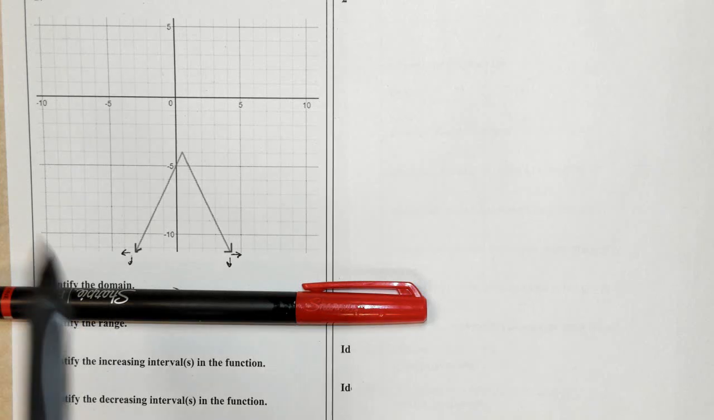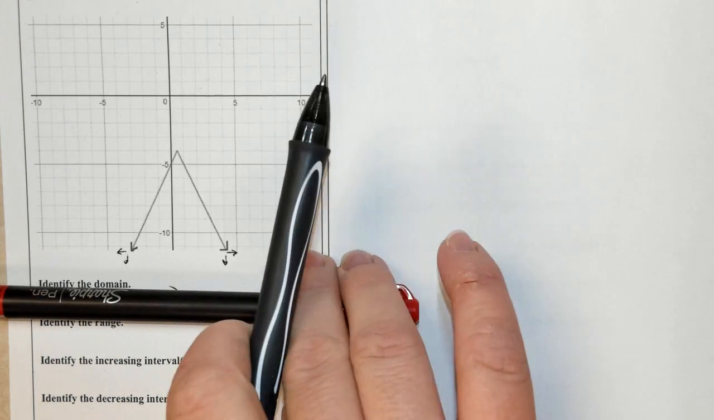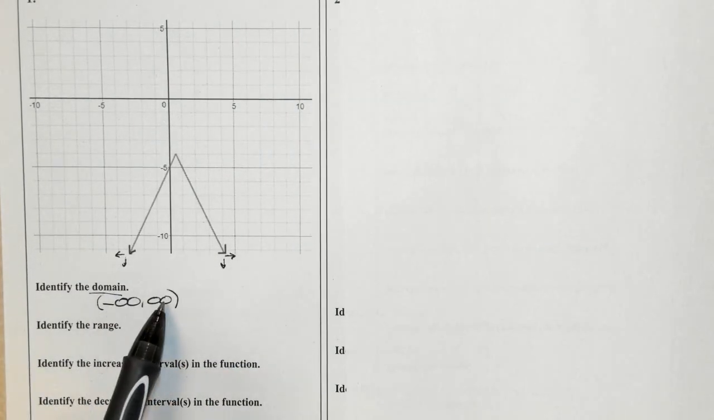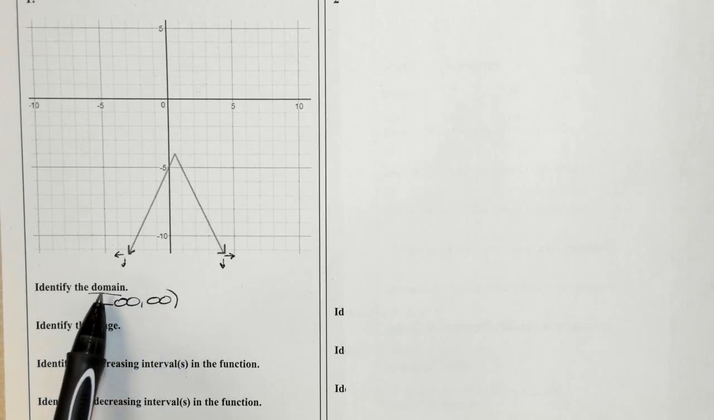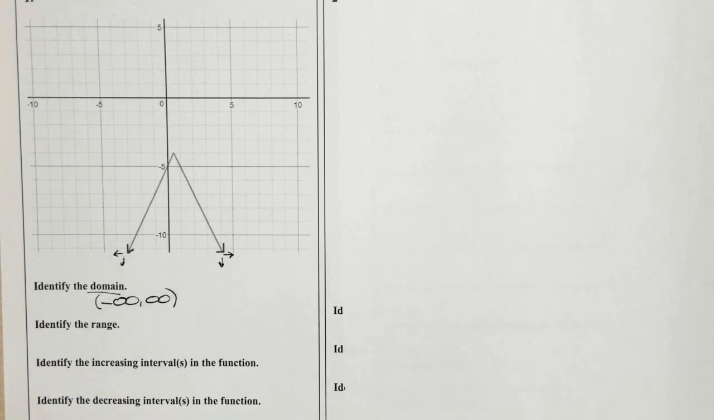So what is the domain? There's no limit how far it goes to the left, and there's no limit how far it goes to the right. So I'm going to identify that as the domain is from negative infinity to positive infinity. It is important the negative infinity goes first. And again, we can't touch infinities, both positive and negative, so we have parentheses on both.